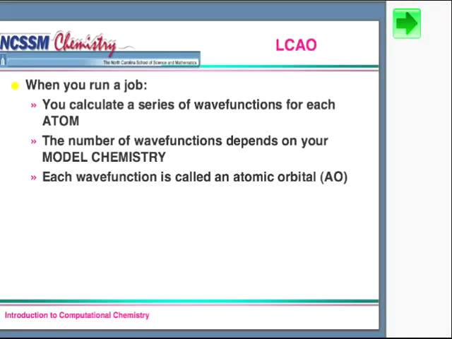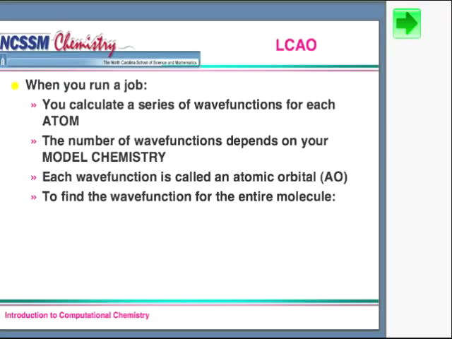So, for example, depending on which basis set I choose, when I look at the oxygen atom in water, I may have 16, 17, 20, 40, 50, 90, 120 atomic orbitals for that single oxygen atom. And the number of atomic orbitals you have will depend on your basis set. I want to find the wave function for the entire molecule, and that wave function is going to be called the MO, or molecular orbital.